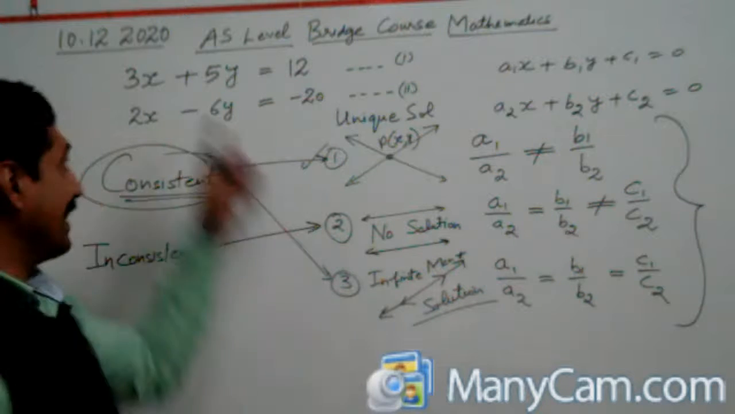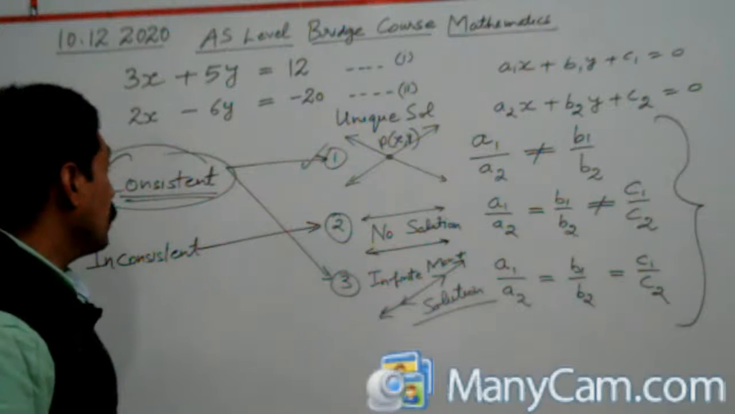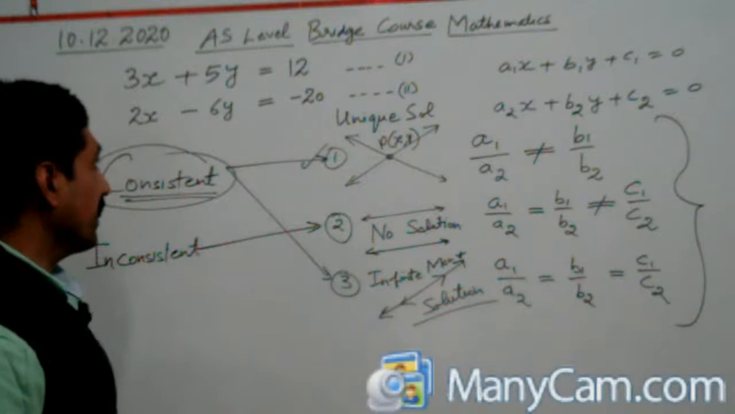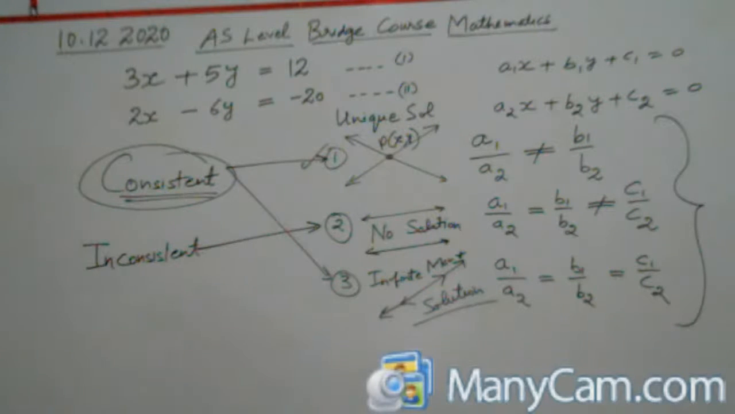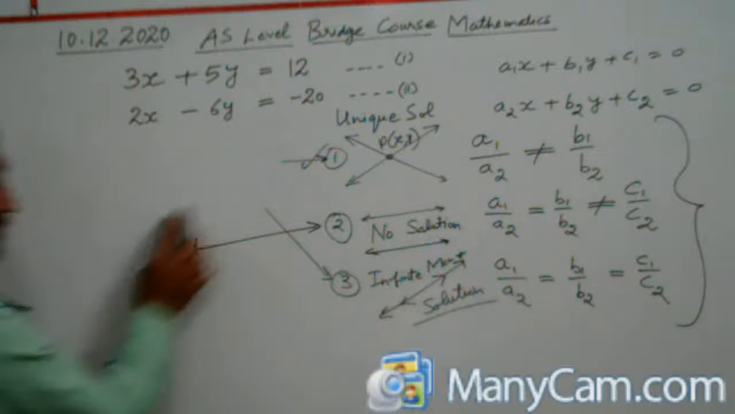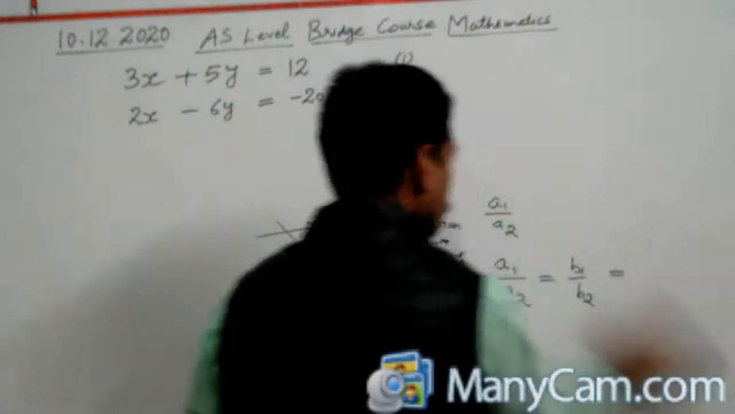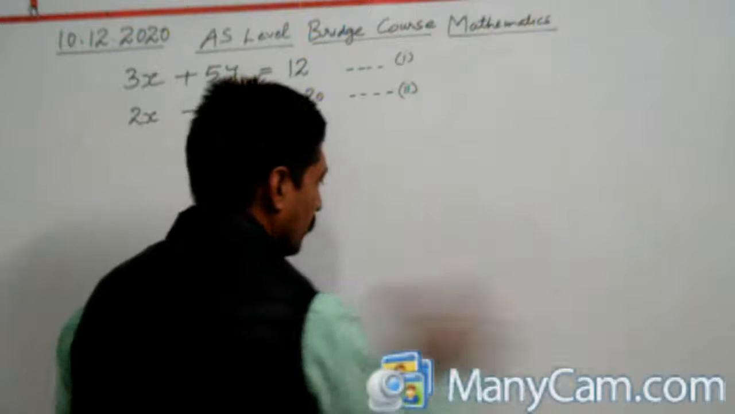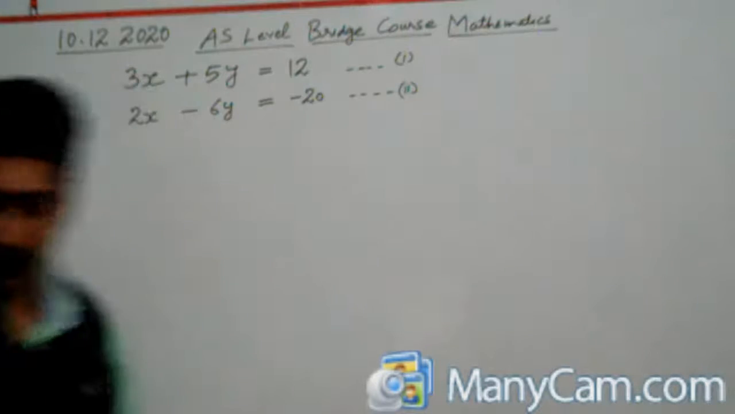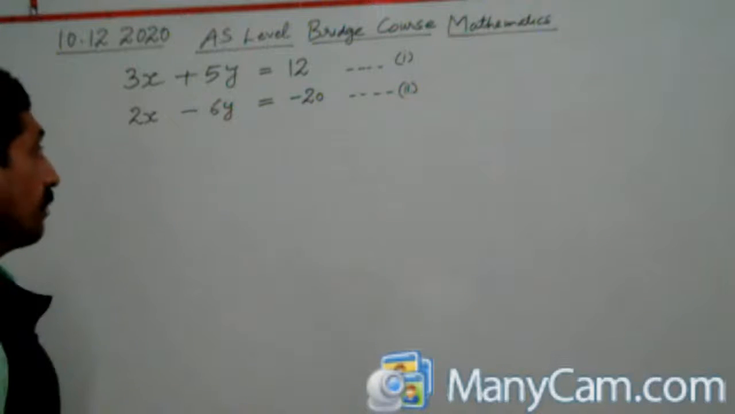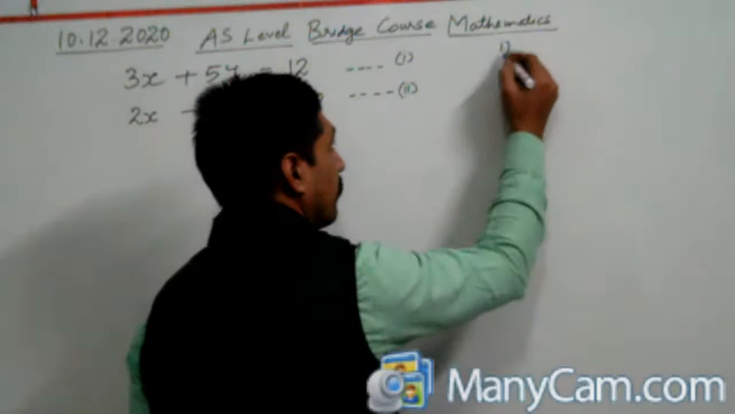So I have an example here: 3x plus 5y is equal to 12 and 2x minus 6y is equal to minus 12. We have learned different methods to solve these. We have learned two methods, and we have one more method to solve these. Again, we have three methods. One is the substitution method.